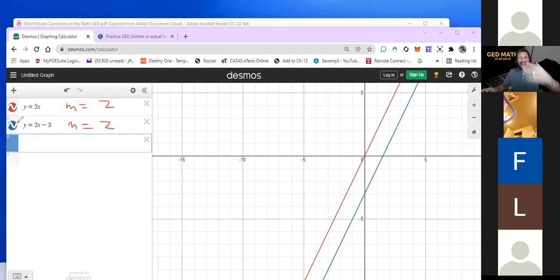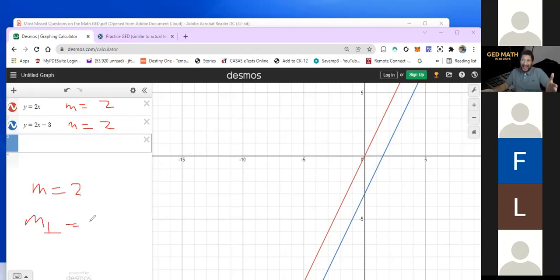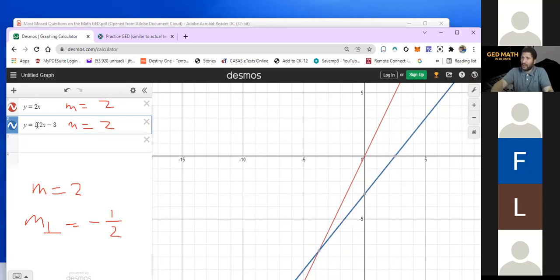Remember I said the negative inverse. So if m is equal to 2, the slope of the perpendicular will be negative... no, not -2, because you have to flip it. Negative what? 1/2. So watch this. I'm going to change the equation so we can actually see it. 1 divided by 2. Oops, I'm going to have to do this one all over.